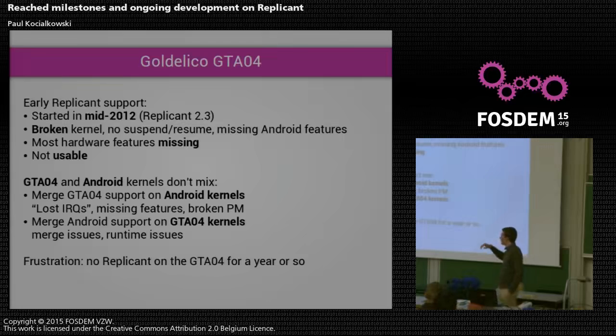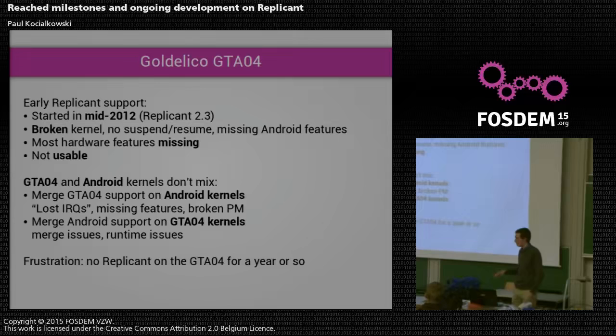In mid-2012 on Replicant 2.3, I started getting involved in that, but there was really a lot of trouble with the kernel, right? We had no power management support, a lot of issues with suspend and resume. So it was not really good. And when working on Android, you also have the problem of getting the Android parts of the kernel working with the rest of the kernel, because the kernel that existed for the GTA-04 was a regular Linux kernel at the time.